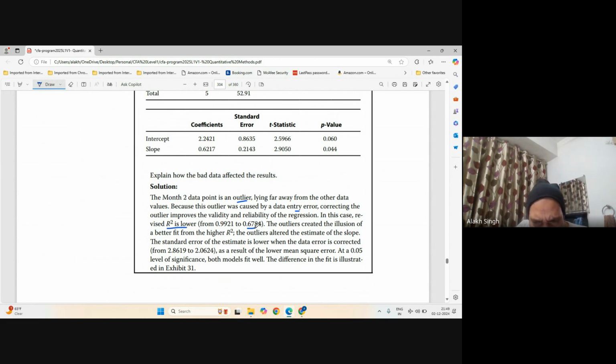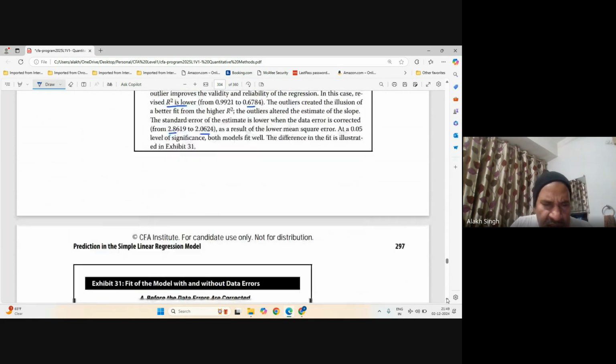This comparison, we already did that. Then this one is what? The standard error is also much lower, and at 5%, what about F? At 5% level, both models fit well. The difference in the fit is illustrated in Exhibit 31. Is there any Exhibit 31?